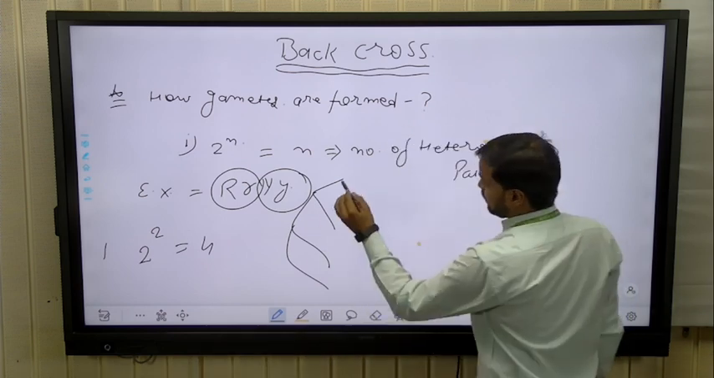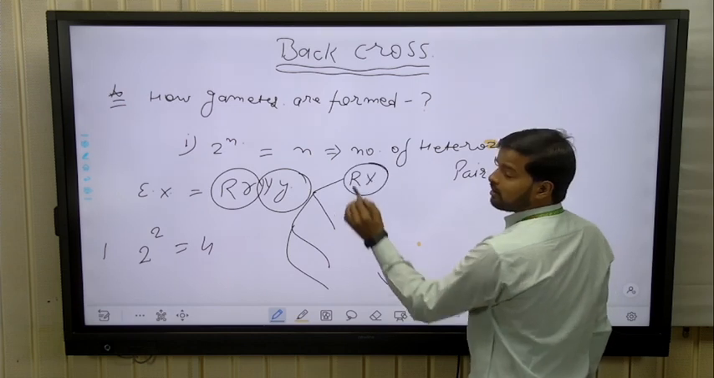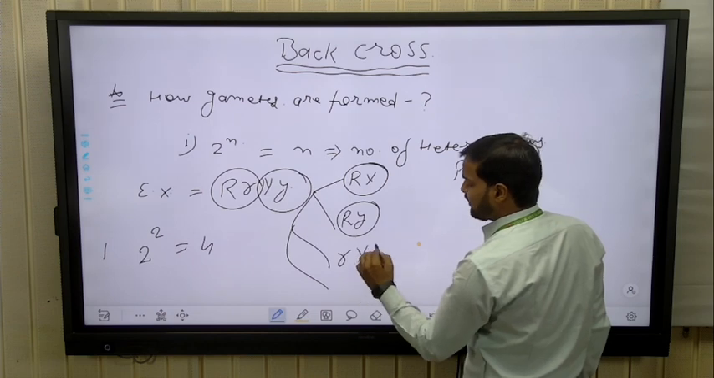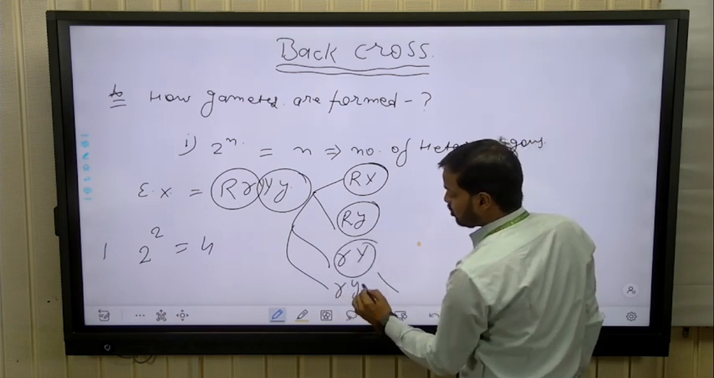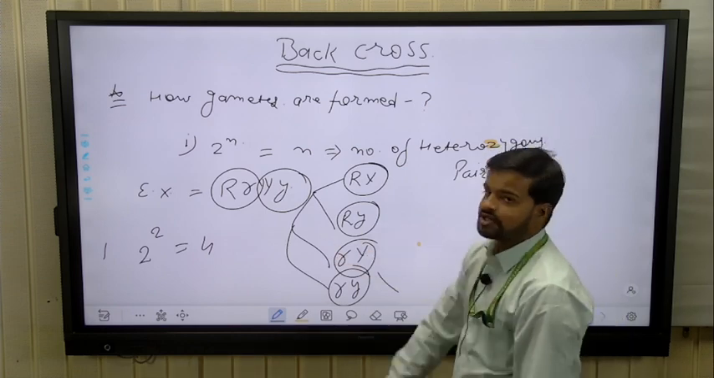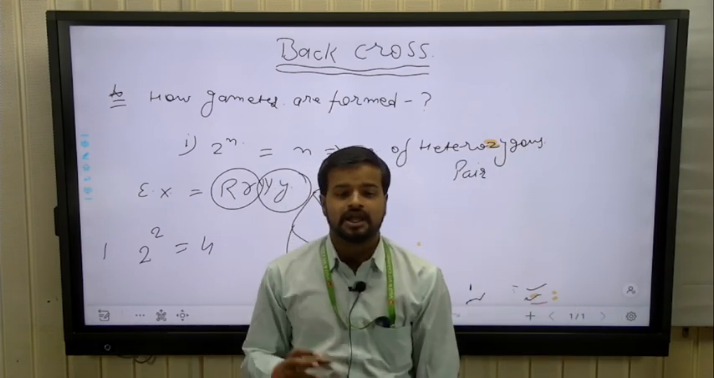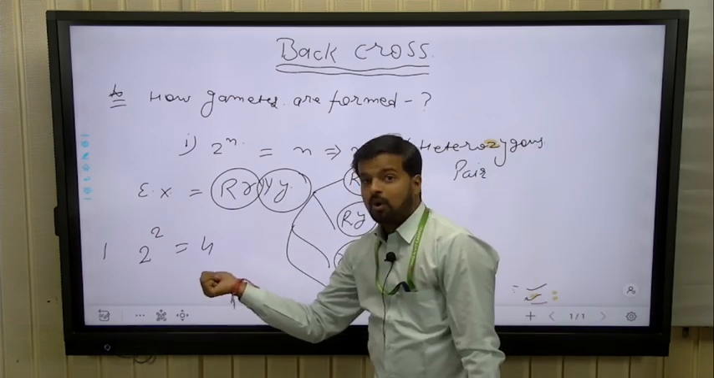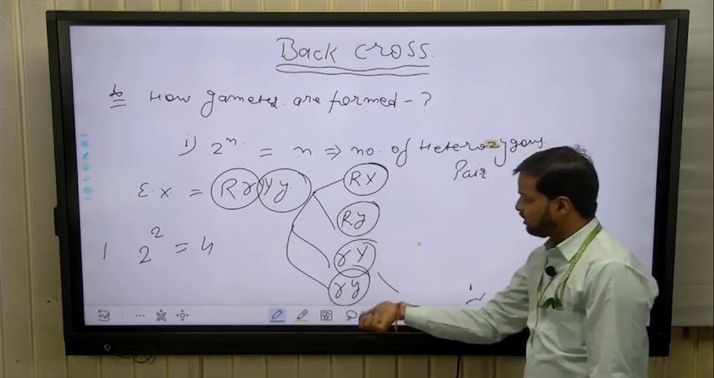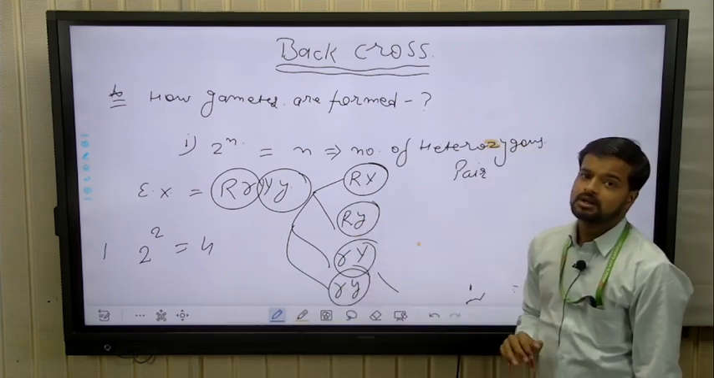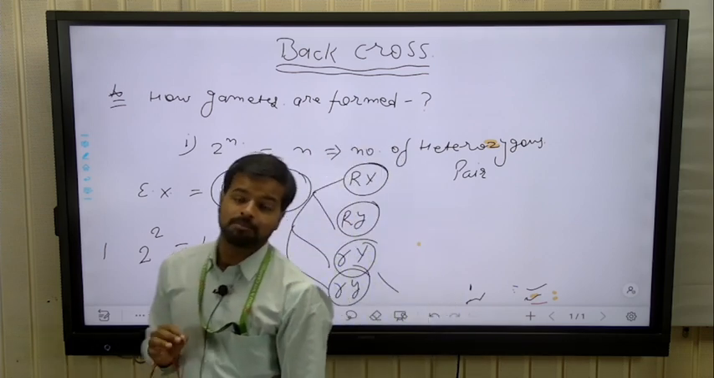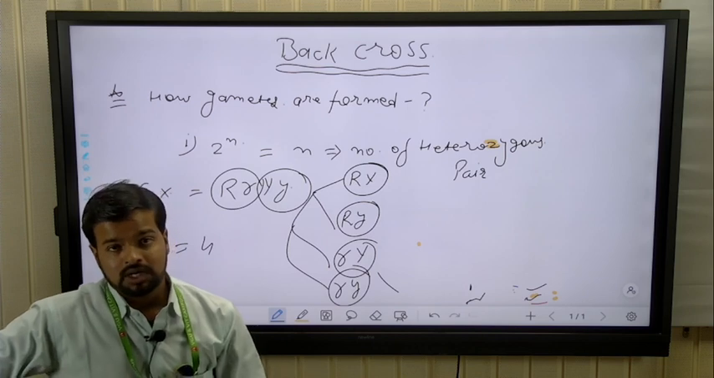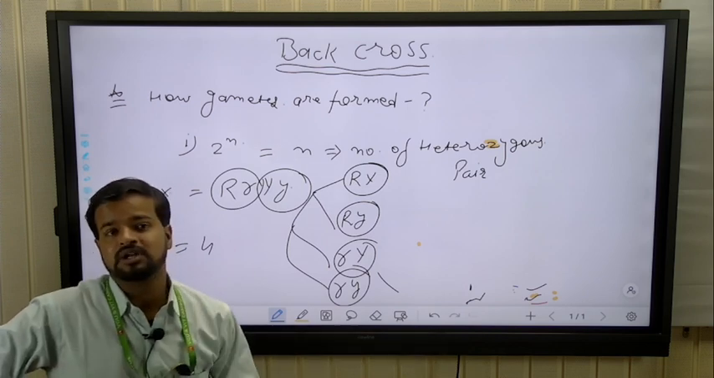gametes formed. The first gamete is capital R, capital Y; capital R, small y; small r, capital Y; and small r, small y. That means this trick is right to evaluate the gametes result easily and quickly, because according to this trick 4 gametes are formed, and here all 4 gametes are present. Clear? This is all about the monohybrid cross, and also the back cross, test cross, and out cross.